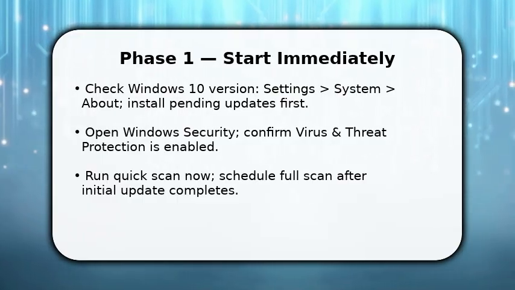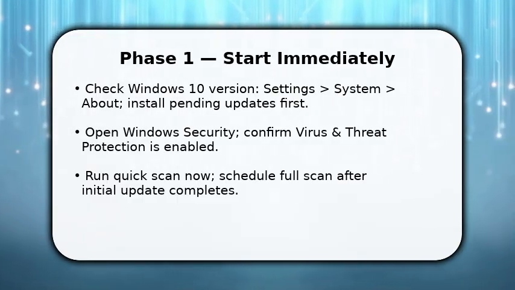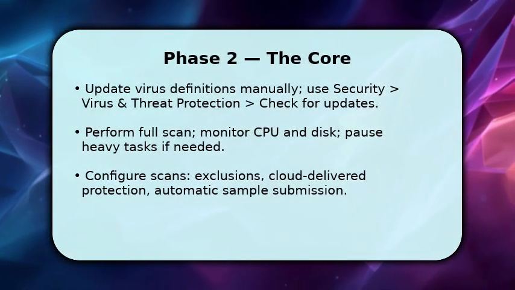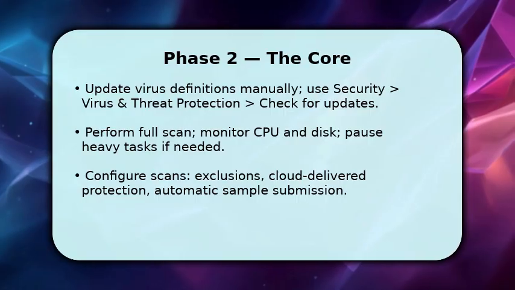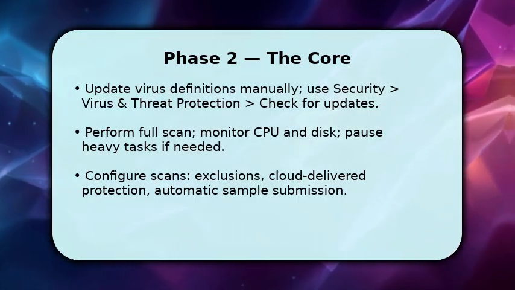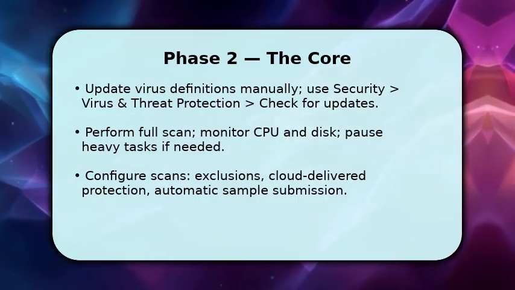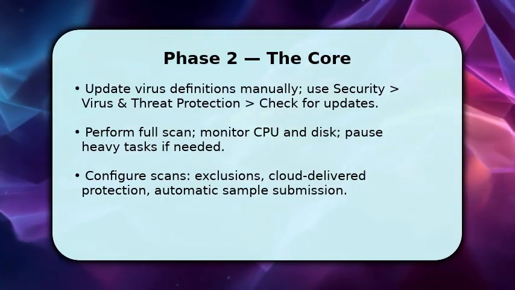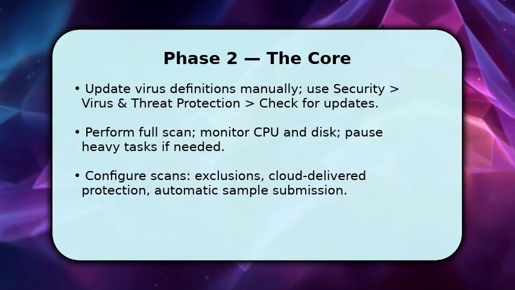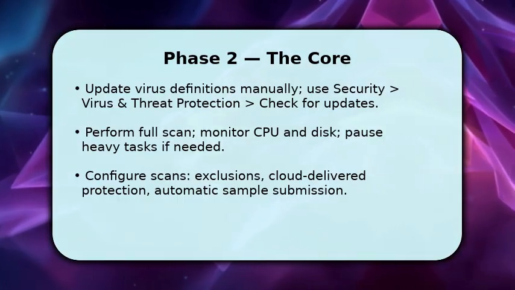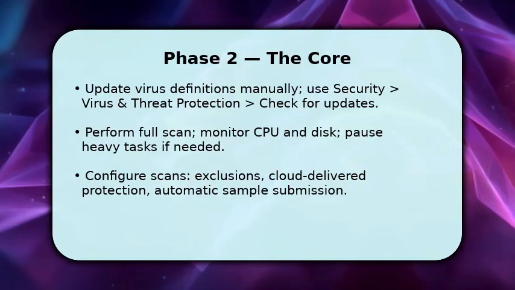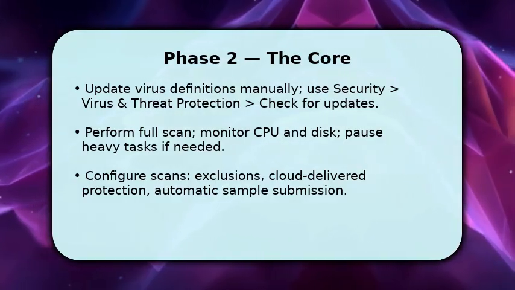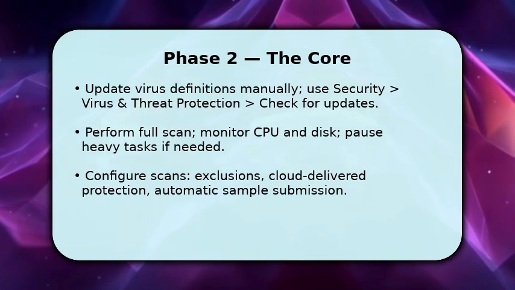Now you dig into the core protection. Open virus and threat protection and manually update definitions so the scanner recognizes recent threats. Once updated, start a full scan and let it complete without interruption. If performance spikes, pause large downloads or background apps to speed scanning. Configure exclusions only for trusted apps, enable cloud-delivered protection for faster detection, and turn on automatic sample submission so Microsoft can analyze unknown files.